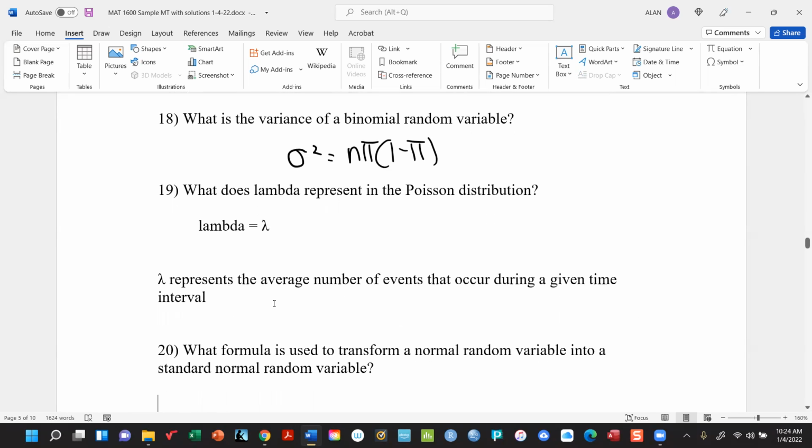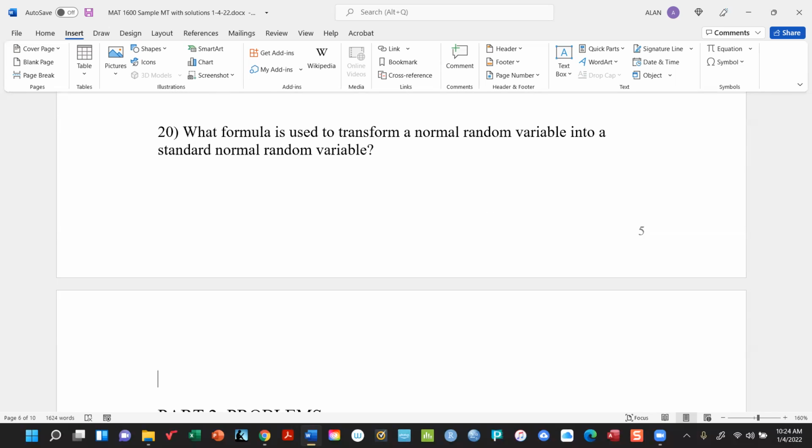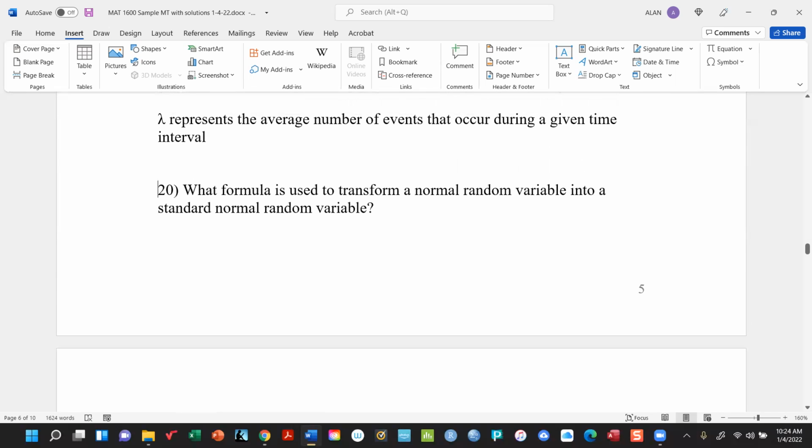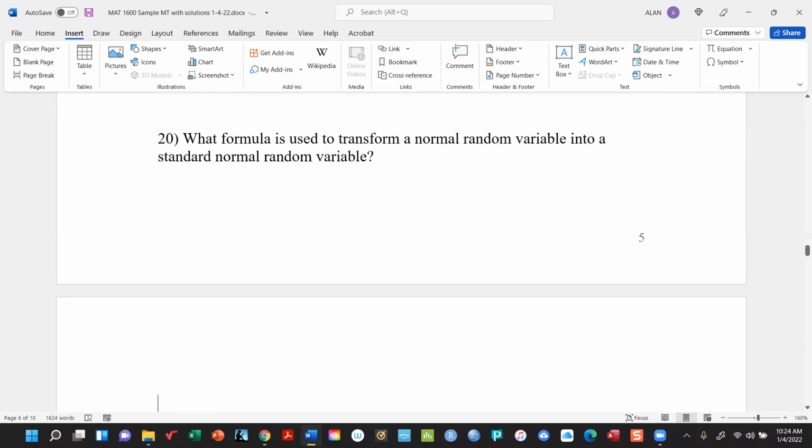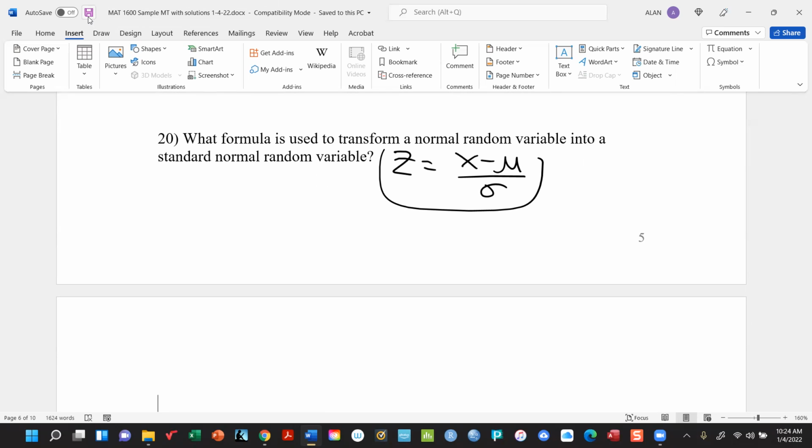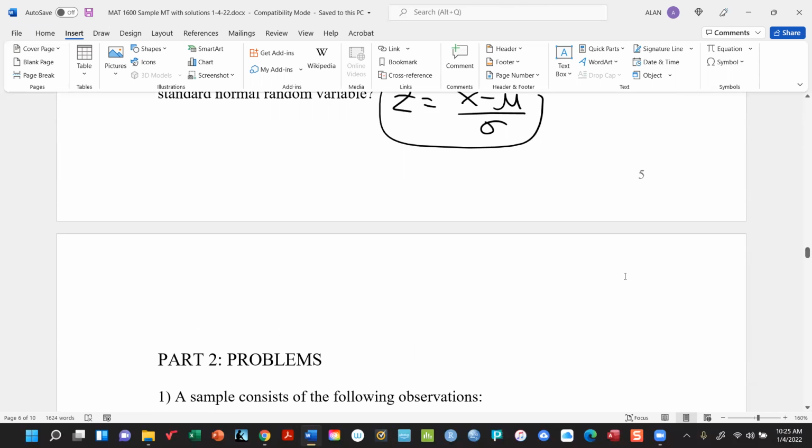All right, and then finally, what formula is used to transform a normal random variable into a standard normal random variable? So this is the formula we've seen about 100 times. Z equals X minus mu over sigma. Remember Z represents the standard normal, X is normal. Beautiful. All right. So now we're ready for the problems.